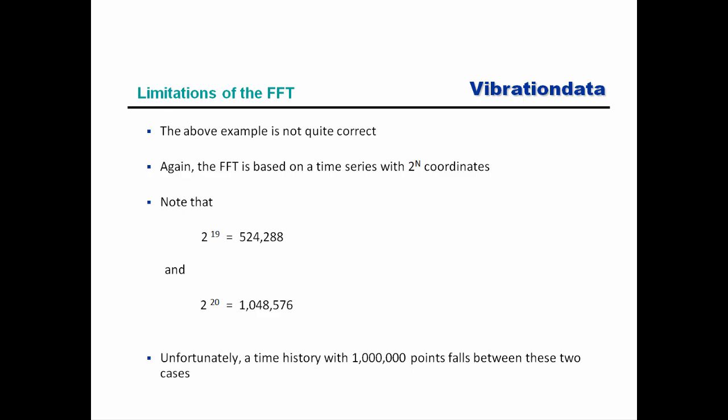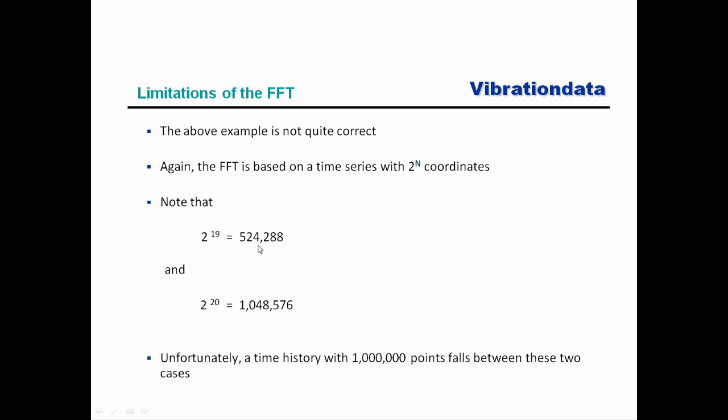Both have their own limitations. One is we can truncate our time history. So for our 1,000,000 point time history, we could truncate it to the 2 to the 19th case. And if we did that, we sure are cutting out about half of our data, really. Well, that might be okay if we have maybe a shaker table test where there's steady state, random, broadband, stationary vibration.